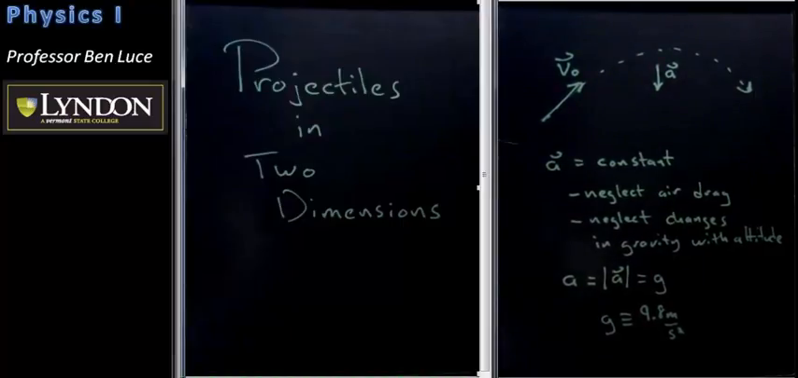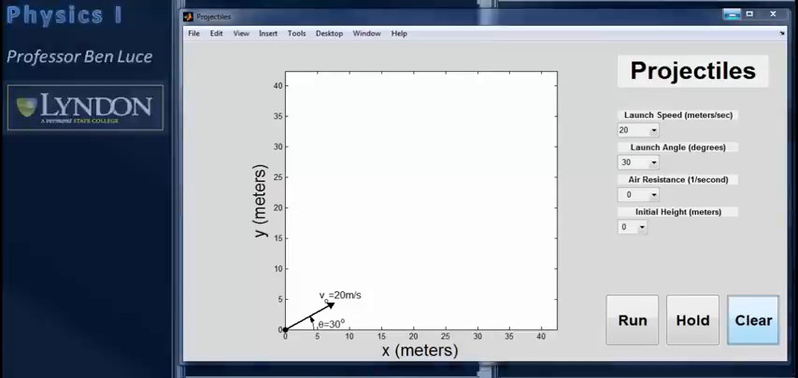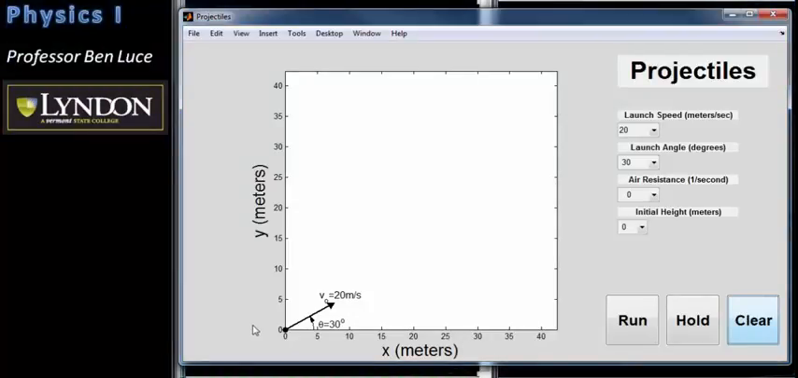All right, before going further, let's begin by just exploring the qualitative behavior of projectiles in 2 dimensions. This window shows a simulation program that I've written using the mathematics platform MATLAB. This simulation program allows us to dial in different launch speeds, different launch angles, different amounts of air resistance, which we'll generally set to 0, and to launch from different heights above the ground.